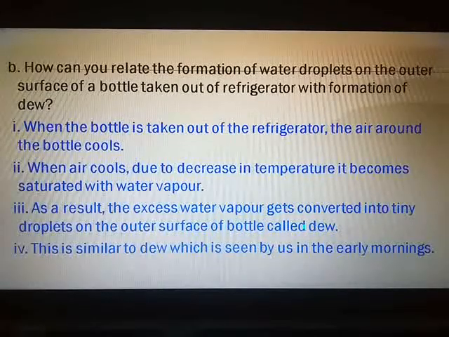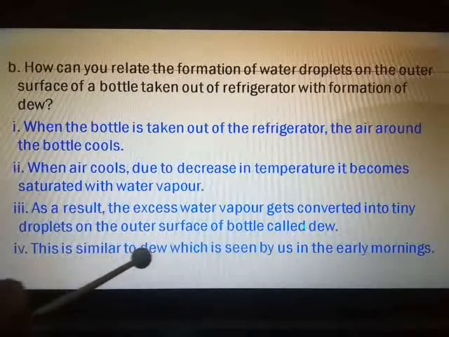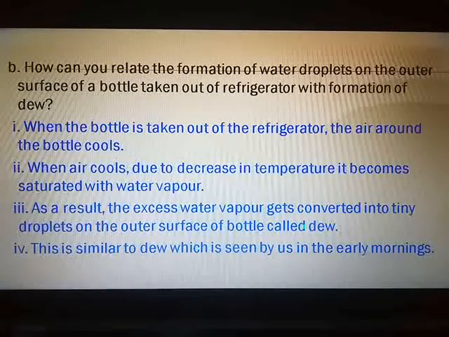early mornings. They have asked us how you can relate the formation of water droplets with the formation of dew. So it is very essential to mention this similarity with the dew which is seen. You can mention there on the grasses, on the leaves in the winter season in the early mornings. I hope up to question number 6b you do not have any doubt.